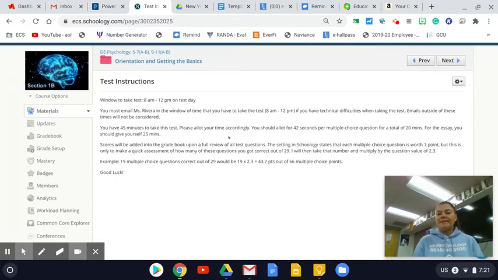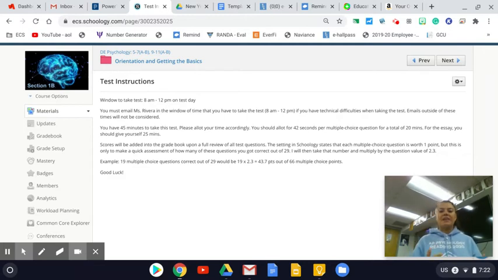So what that means is there's 29 multiple choice, one essay. If you're allotting your time correctly, you should only be spending 42 seconds per multiple choice question for a total of 20 minutes on the multiple choice. That does not give you enough time to Google answers. That does not give you enough time to look up answers in your notes. You need to know this information, okay?